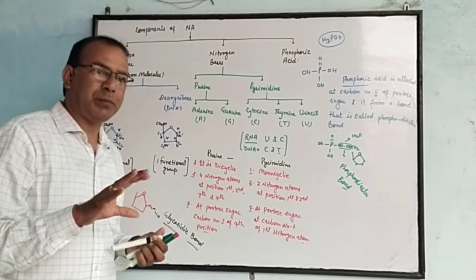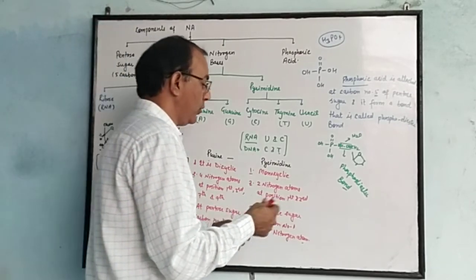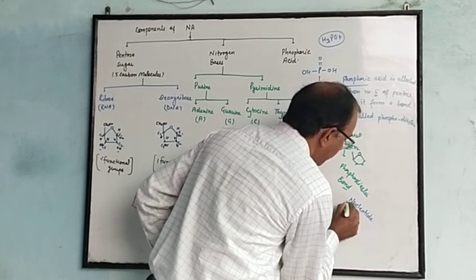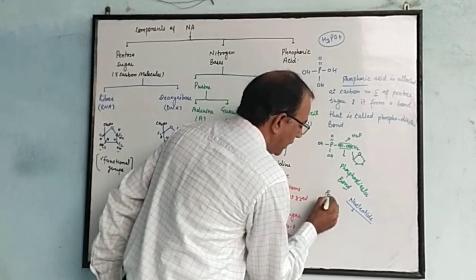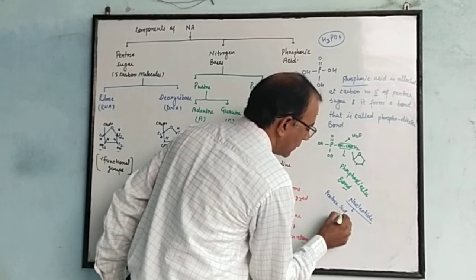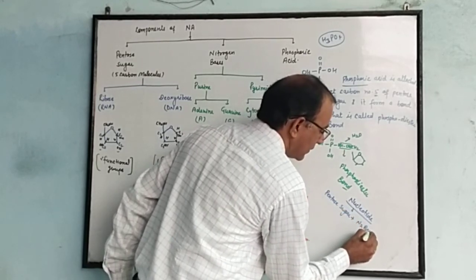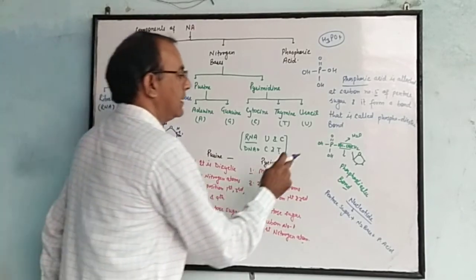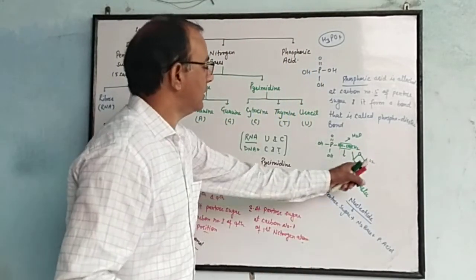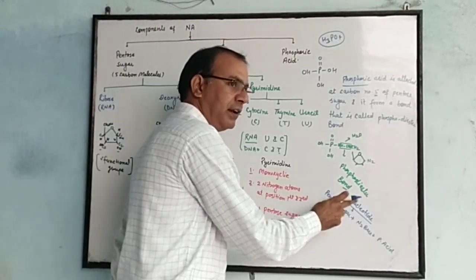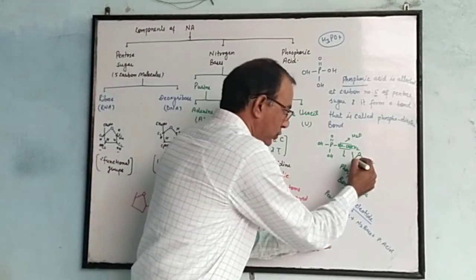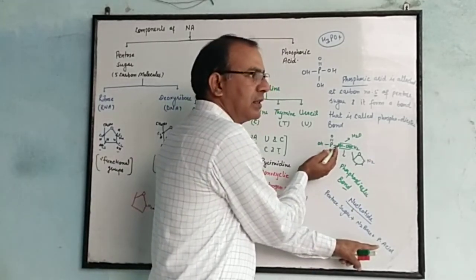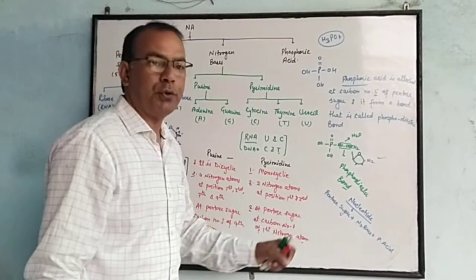Then what is the major difference between a nucleotide and a nucleoside? Nucleotide contains pentose sugar plus nitrogen base plus phosphoric acid. If it is a structure just like this one, where the nitrogen base is attached, this structure is known as a nucleotide. What do you understand by nucleotide? It consists of pentose sugar, with the nitrogen base attached at carbon number 1 and phosphoric acid attached at carbon number 5th. This is the structure of a nucleotide.